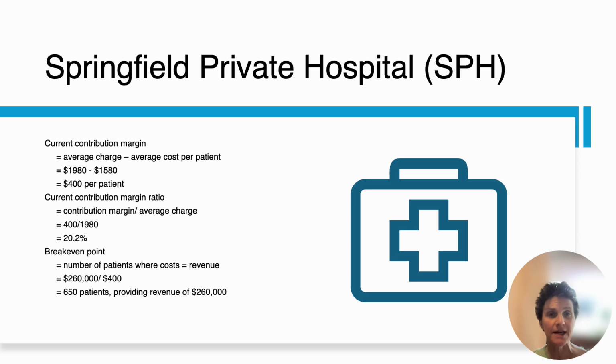The second question asks about the break-even point, which is where costs equal revenue. This can be calculated as fixed costs divided by contribution margin. The fixed costs of $260,000 divided by $400 per patient gives us 650 patients, providing a revenue of $260,000.